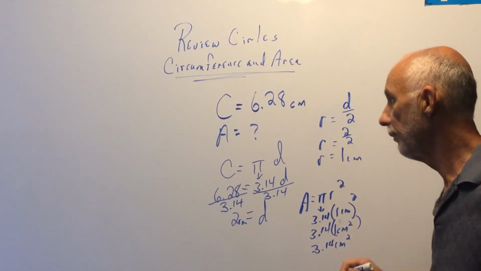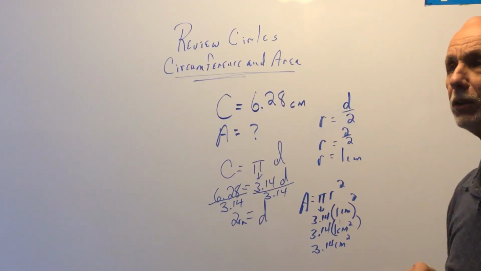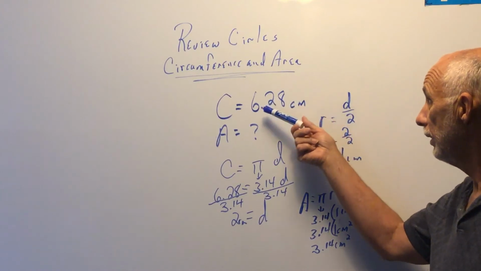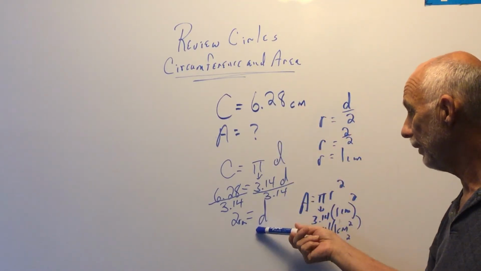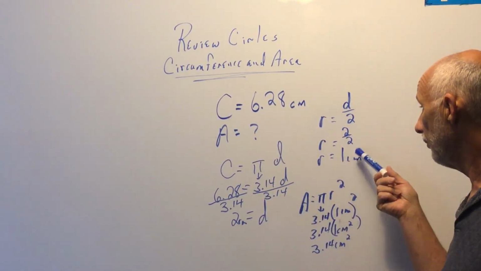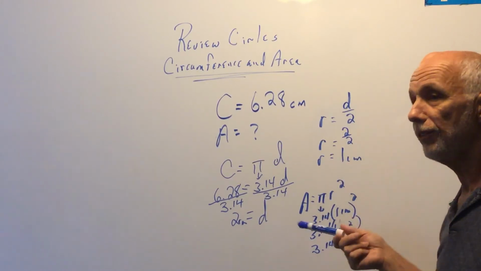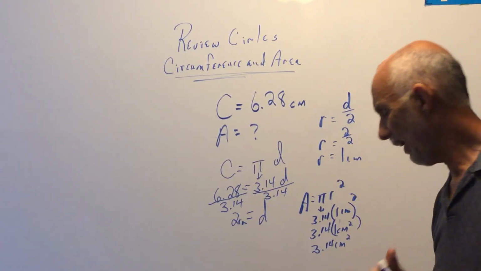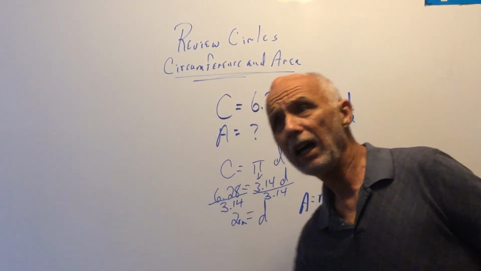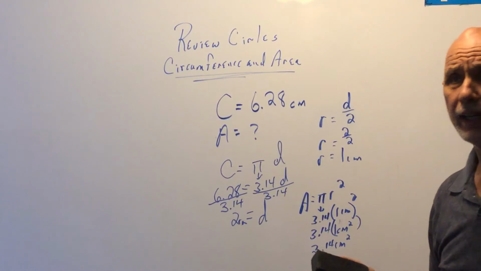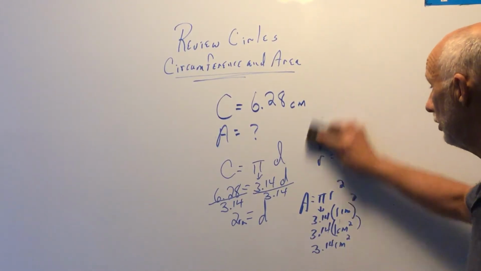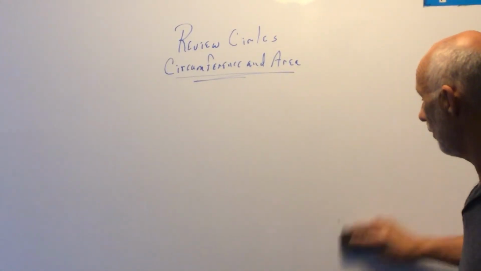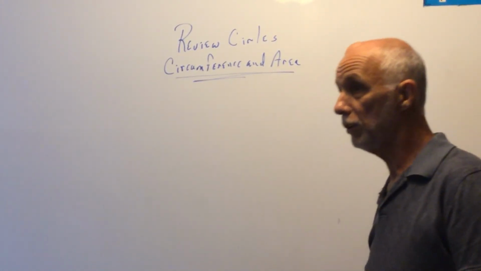3 and 14 hundredths centimeters squared. So again, what you're doing here is you're actually using circumference to find diameter, diameter to find radius, and radius to find area. So it's actually 3 problems in one. And again, to be honest with you, I don't think you need to know that right now. I don't think it hurts to know that right now, but I don't think you need to know that right now.